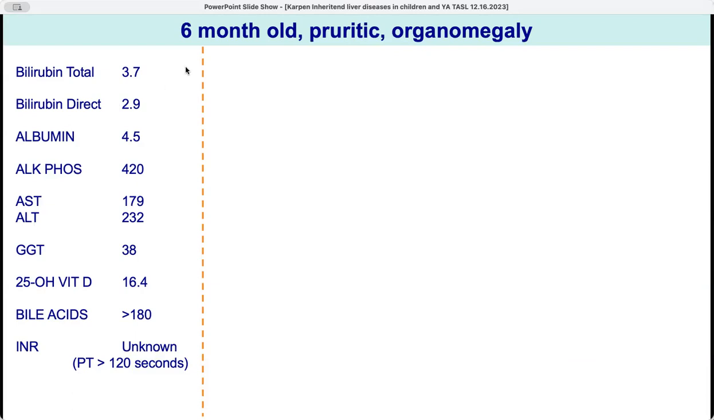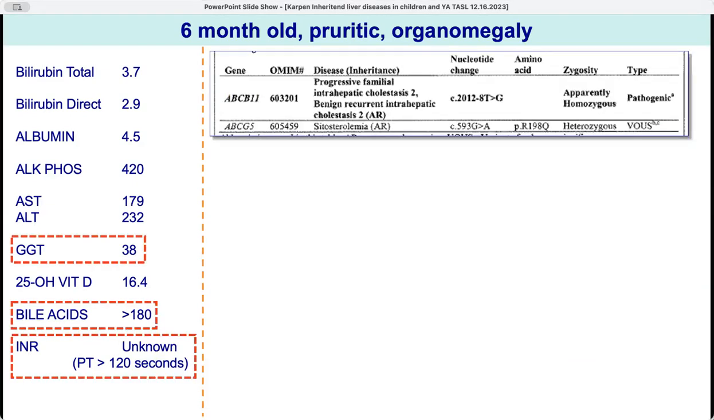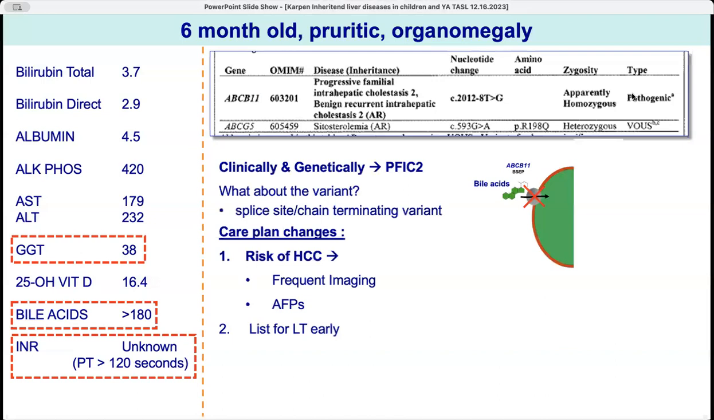A 6-month-old child with organomegaly, direct hyperbilirubinemia, low GGT cholestasis, low serum vitamin D, very high serum bile acid levels. And this patient, when they did the INR, it did not even clot. So we don't even know what the INR was at the time. Genetic analysis revealed homozygosity for ABCB11, the PFIC2 gene. And when you get an answer like this, you know what this child has, but what do we do with it?